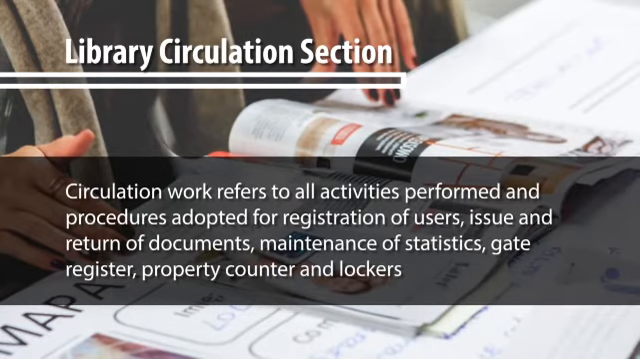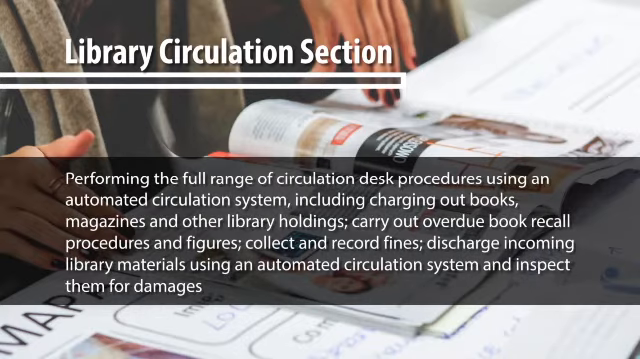The circulation or lending department is one of the key departments of the library, which does the major functions of the library, because a library is nothing without the circulation of books and other materials. They perform a full range of circulation desk procedures using the automated system, that is the LMS, library management system, which is implemented by the library. It includes the charging of books, magazines, and other library holdings. The circulation section is also involved with overdue books, which can be recalled by the circulation section. That means if a book is overdue for a particular period of time, it can be recalled by the library circulation desk.